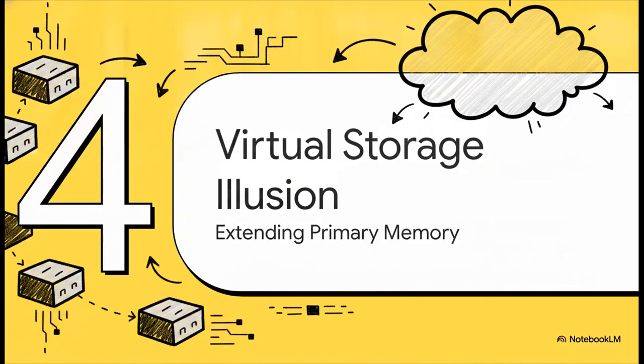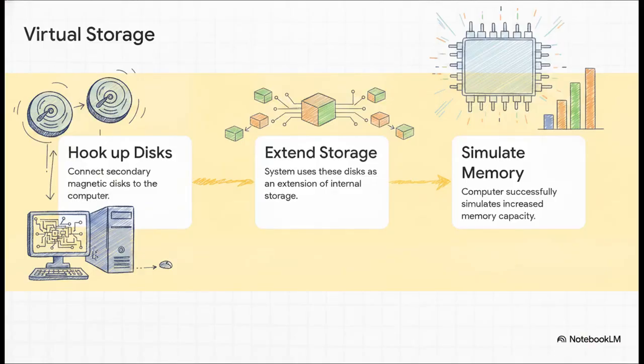Section 4. The virtual storage illusion. But what happens when a demanding task requires more primary memory than you can actually afford? Well, this is where computing gets incredibly clever. Through something called virtual storage, the system essentially tricks itself. You hook up secondary magnetic disks, the system treats them as a direct extension of internal storage, and boom, it simulates increased capacity. A machine with only 256K of real storage suddenly operates like it has 512K. It effortlessly bridges the gap between physical limits and processing needs. It's kind of like magic.